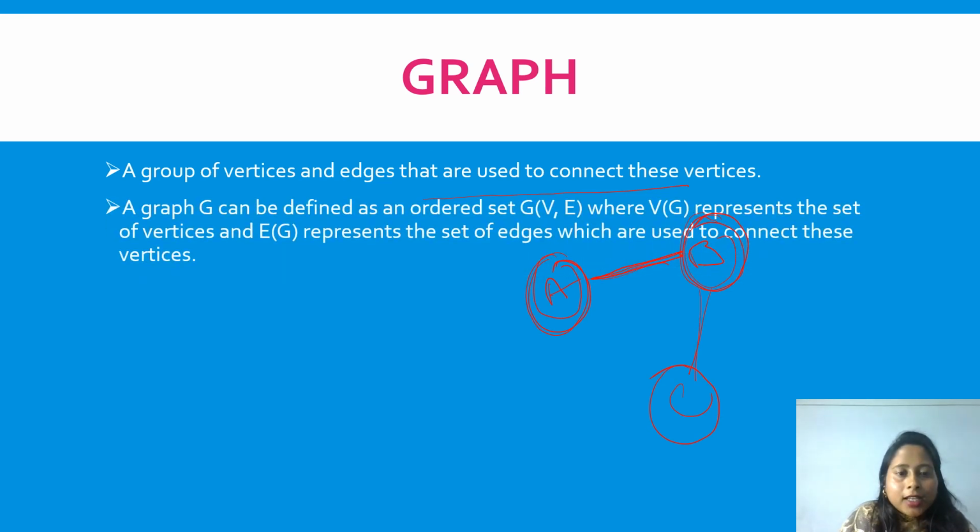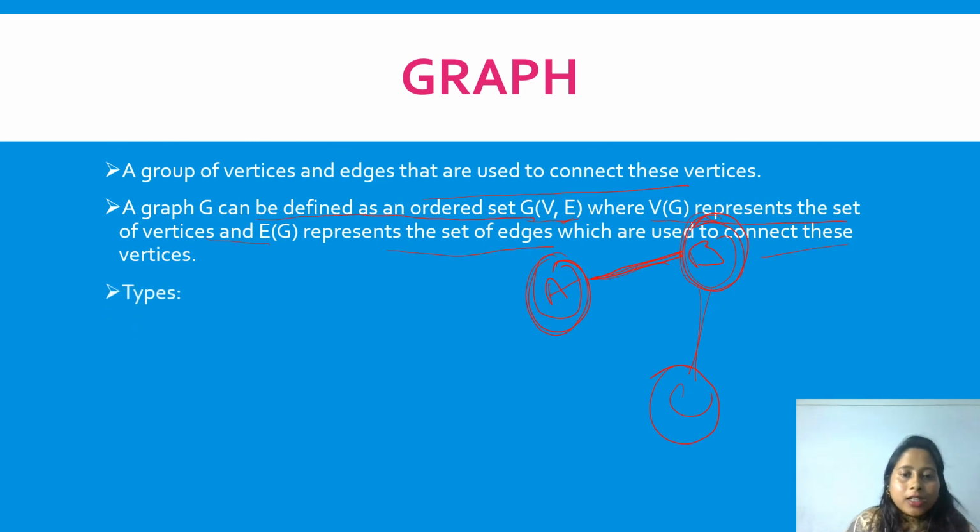So let us define a graph. A graph G can be defined as an ordered set G = (V, E). That means V is vertices and E is edges, where V(G) represents the set of vertices and E(G) represents the set of edges which are used to connect these vertices.